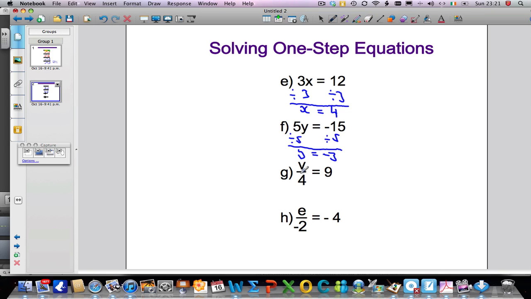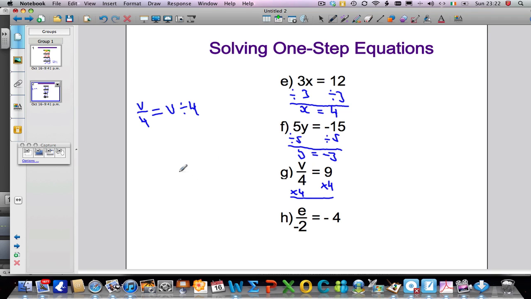This time we have v over 4 equals 9. Just over here, I'll show you. v over 4 is exactly the same as v divided by 4. It's just notation. That's one way of writing this, and this is the exact same as writing this. In order to undo dividing by 4, we have to times by 4. So I'm going to multiply this side by 4, and if I multiply this side by 4, I must multiply the other side by 4.